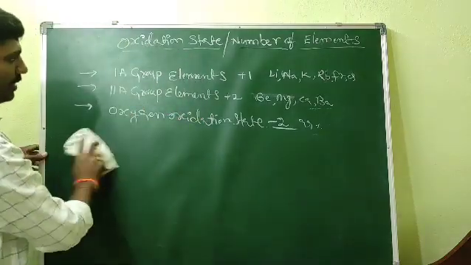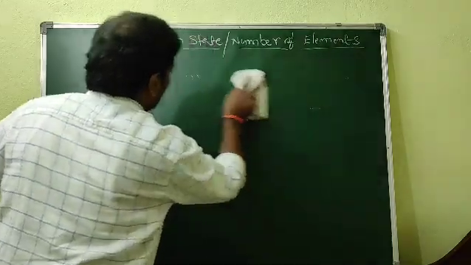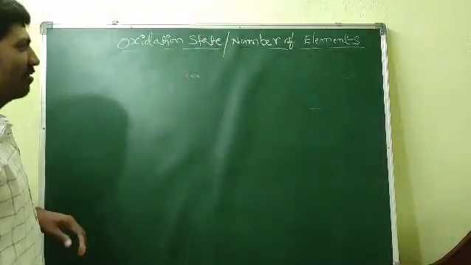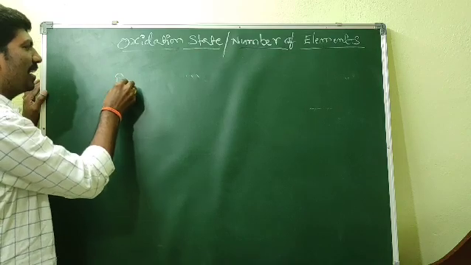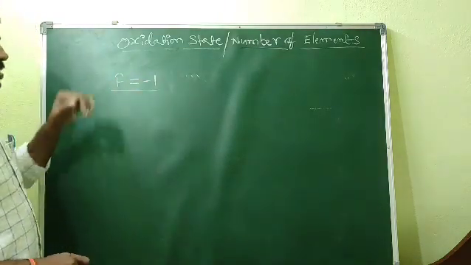Half when it will exhibit, next video we will discuss. So this is about first year, second year, and oxygen and fluorine. Fluorine is always F equal to -1 charge, -1 oxidation state.